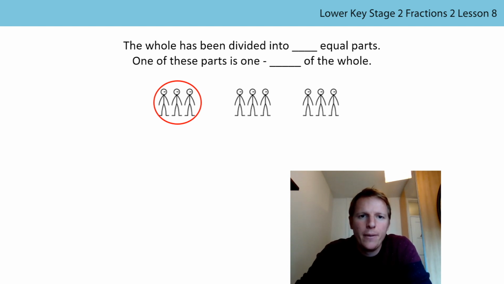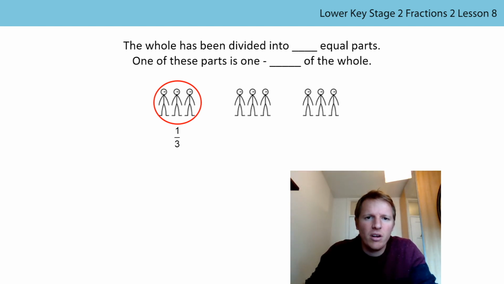You ready? The whole has been divided into 3 equal parts. One of these parts is 1/3 of the whole. Now we write 1/3 like this. 1 is our numerator and 3 is our denominator. Now, why is 3 our denominator?